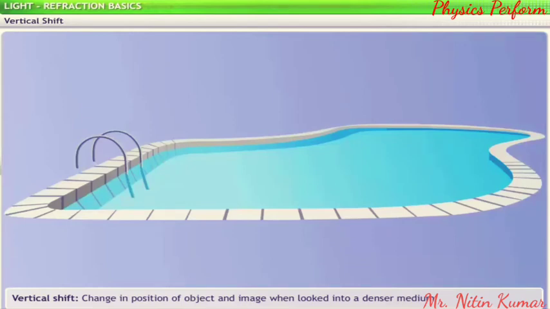Besides lateral shifts, you can observe vertical shifts because of refraction of light. For example, when you look into a swimming pool, you generally feel it looks shallower than it really is. This is caused by a vertical shift in the rays refracted when changing media between air and water.